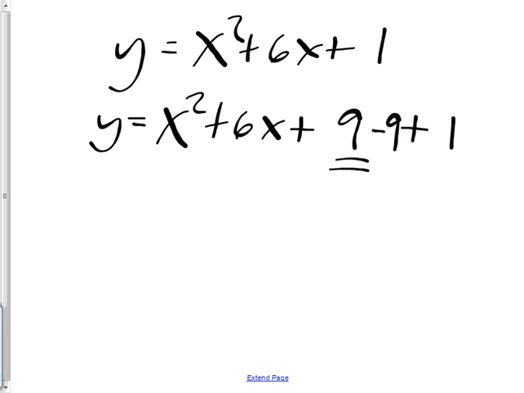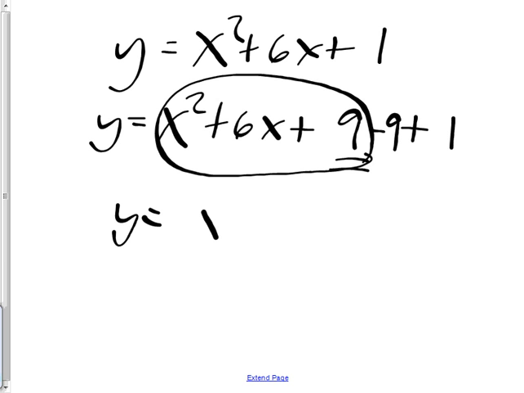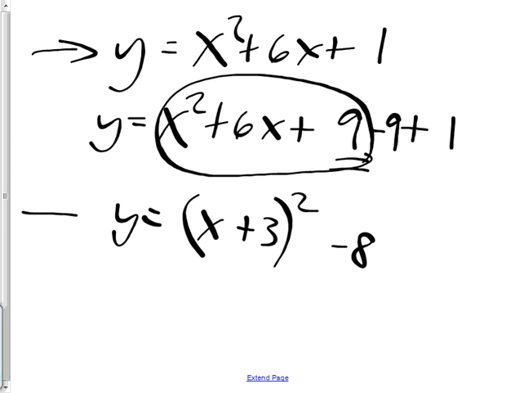I added 9 because I knew it would work nice. Why? Because this part here now becomes perfect. It becomes x plus 3 quantity squared. And then negative 9 plus 1 makes negative 8. That's vertex form. The vertex is at negative 3 comma negative 8. That's what you're going to learn to do today. I'm not saying you know it yet, but that's generally going from general form to vertex form. And I'll show you how to do that.